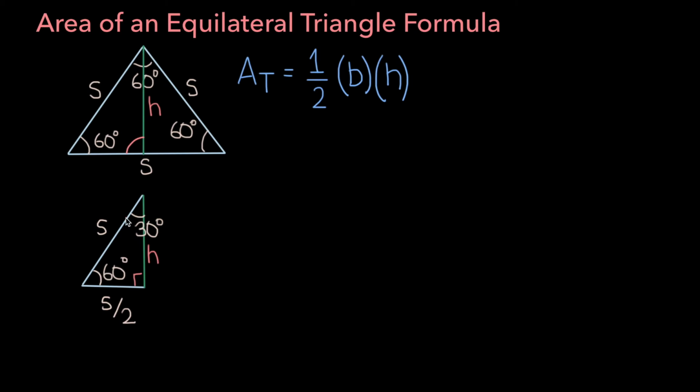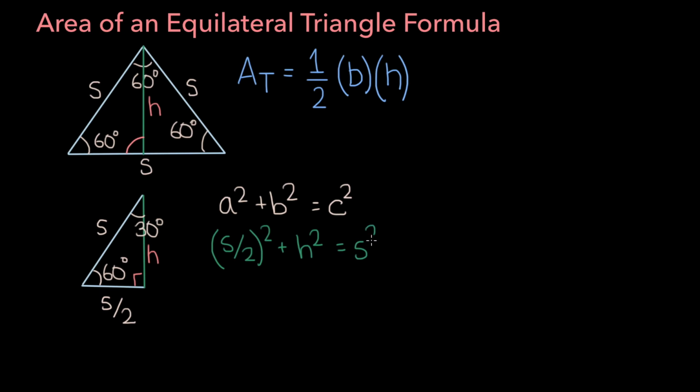Because this is a right triangle, we can apply the Pythagorean theorem here to determine what H is. The Pythagorean theorem says that a squared plus b squared equals c squared, where a and b are the two shorter legs of the triangle and c is the hypotenuse. Let's call the leg with side length s over 2 a, so the formula becomes (s over 2) squared plus the length of the other leg squared, so h squared, and this is equal to the length of the hypotenuse squared, so in this case, s squared.